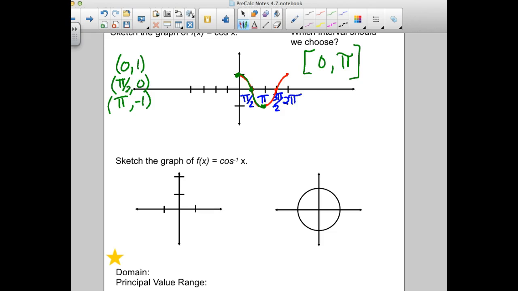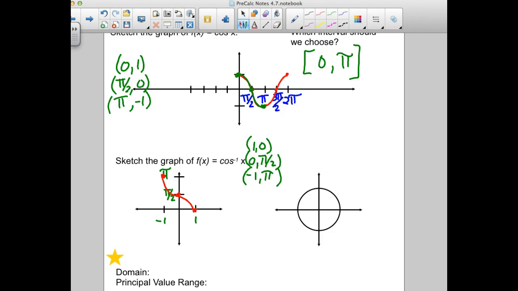So to find the inverse, we're going to flip those. So we're going to use the points 1, 0, 0 pi over 2, -1 pi. All right. So our angles now go in our y-axis, and our -1 to 1 is our x-axis. Okay, plotting our points, 1, 0, 0 pi over 2, -1 pi. And our inverse cosine curve looks like this.